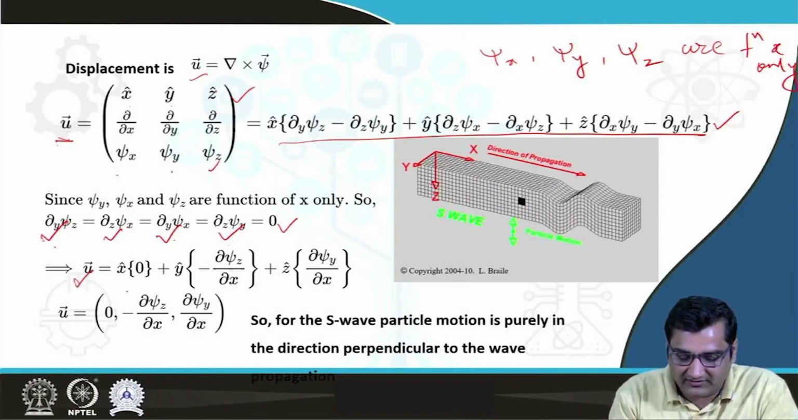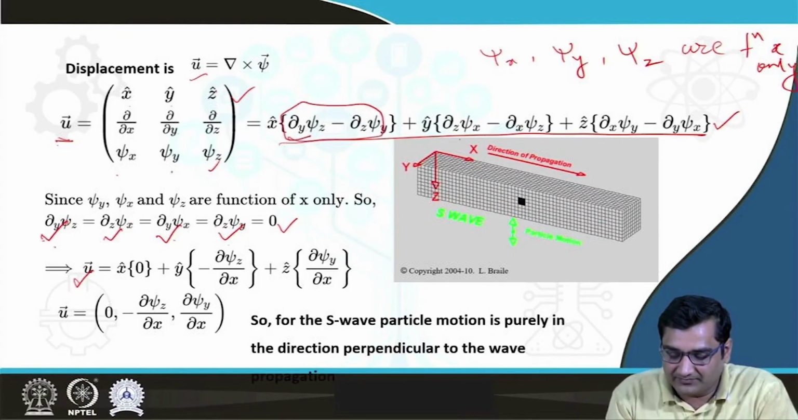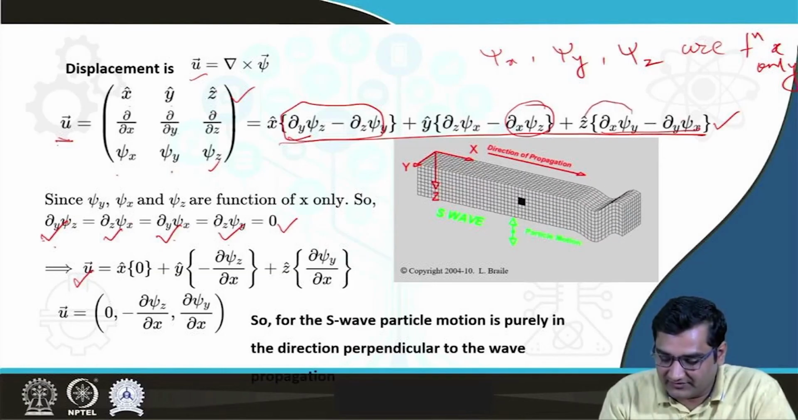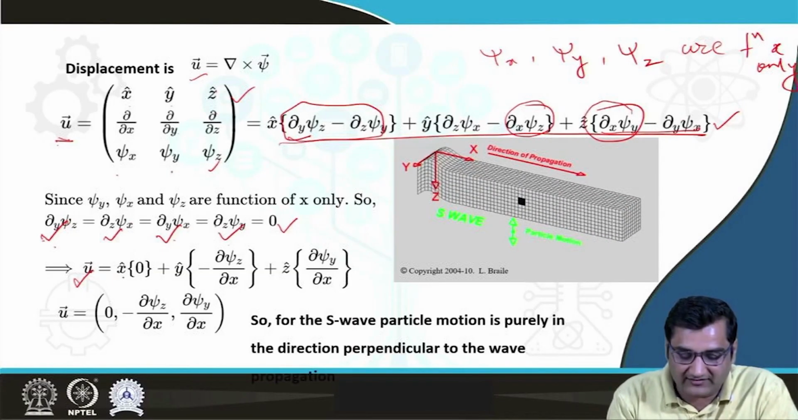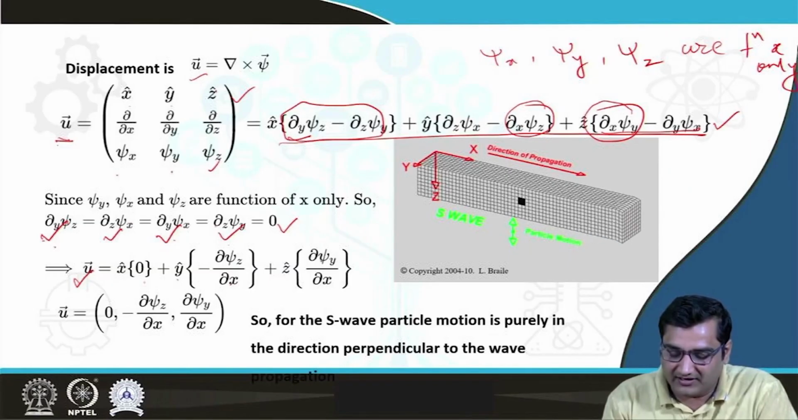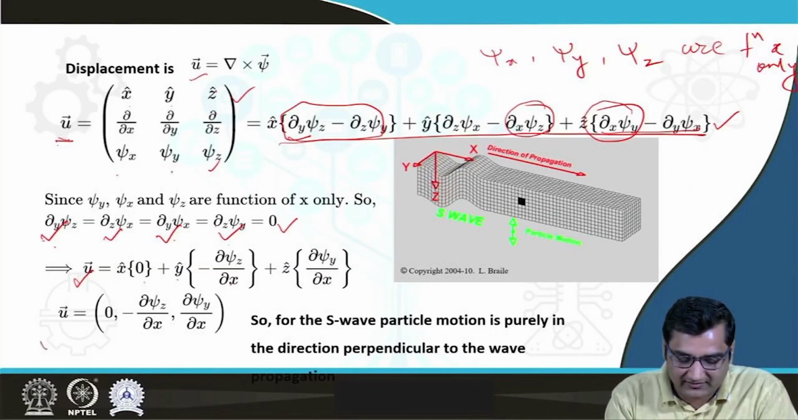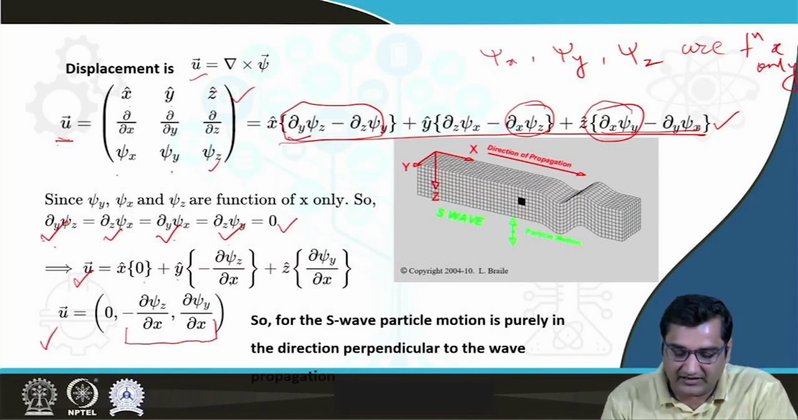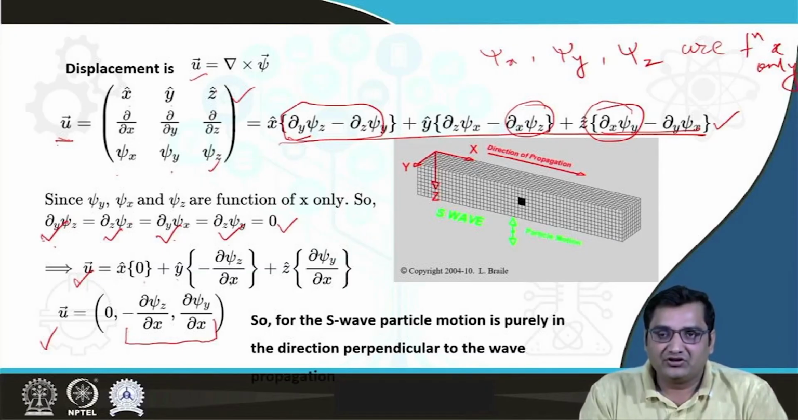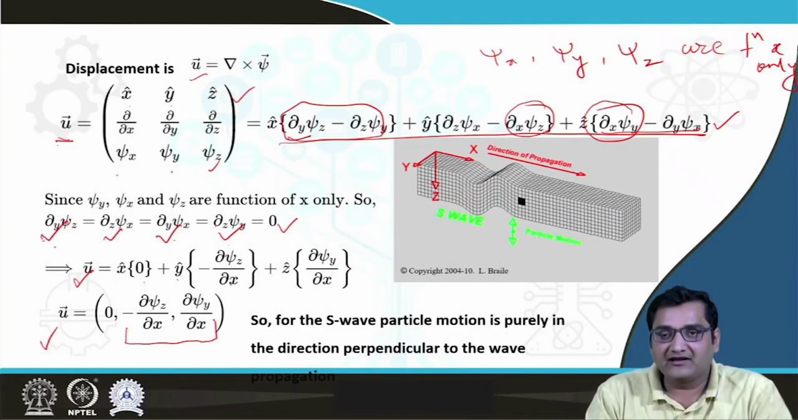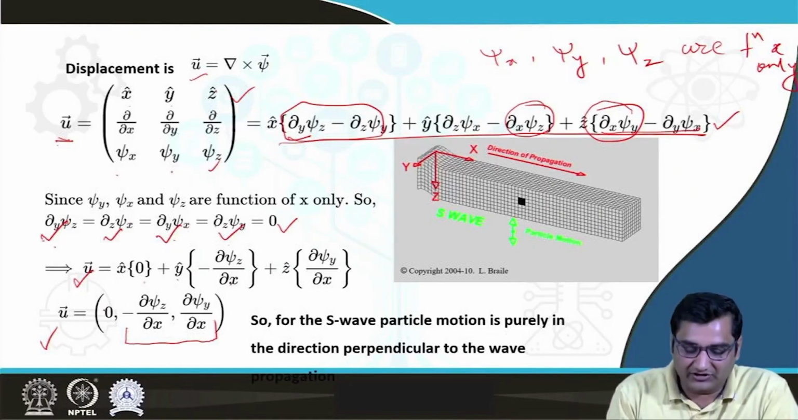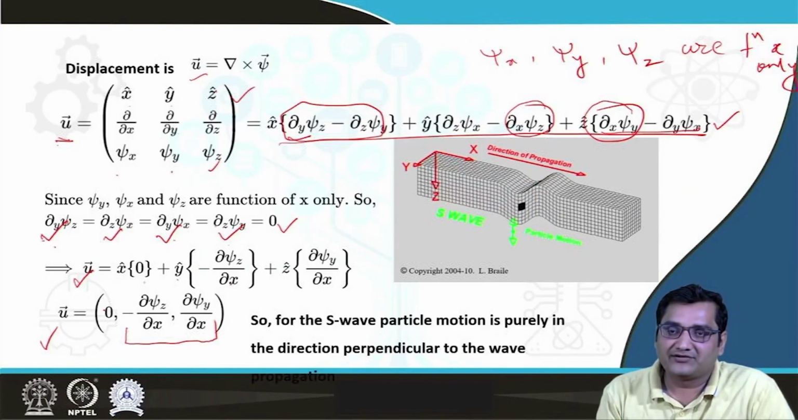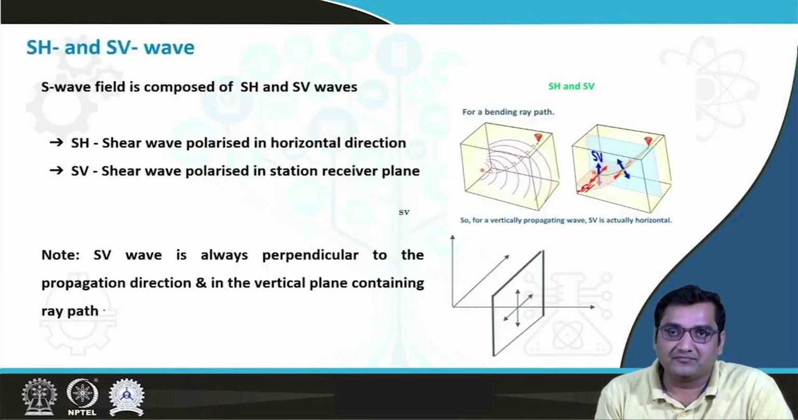You will get something like this, where this term entirely will become 0, and here you will only have this term left, and in this you will only have this term left. So it is written: u vector is equal to x cap times 0 plus y cap times minus del psi z by del x plus z cap times del psi y by del x. So the u vector will only be left with two components, along the y direction and the z direction. So all in all, the S-wave particle motion is purely in the direction perpendicular to the wave. Your wave was traveling in the x direction, but your particle motion is in the direction perpendicular to the propagation of the wave in the case of the shear wave.